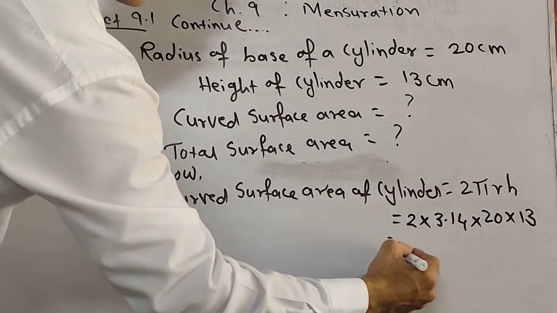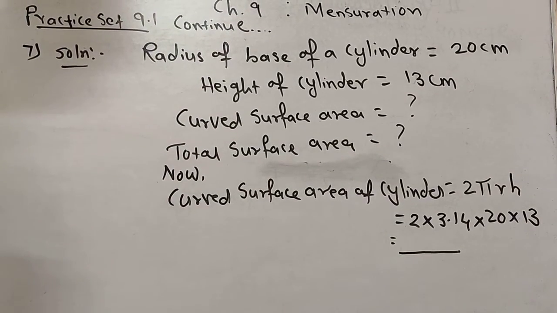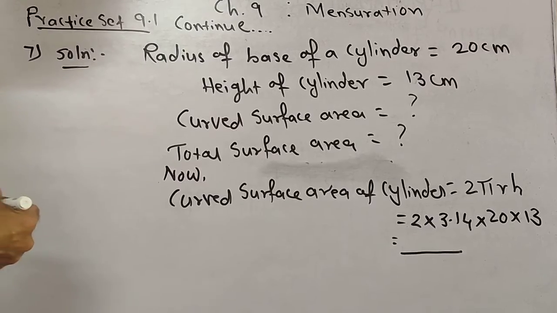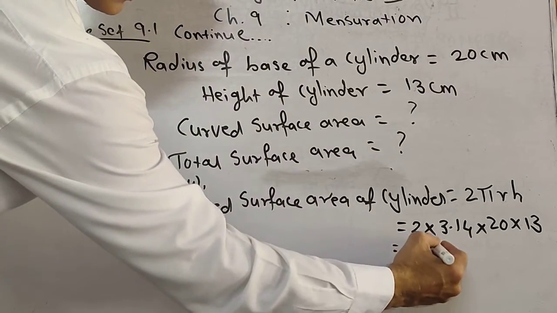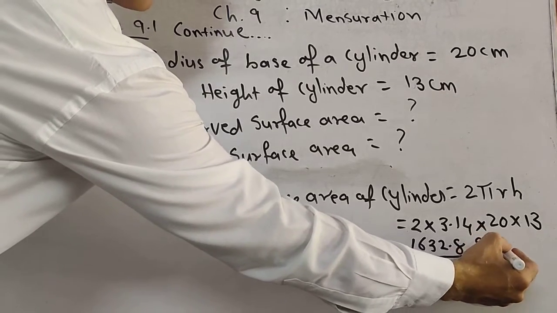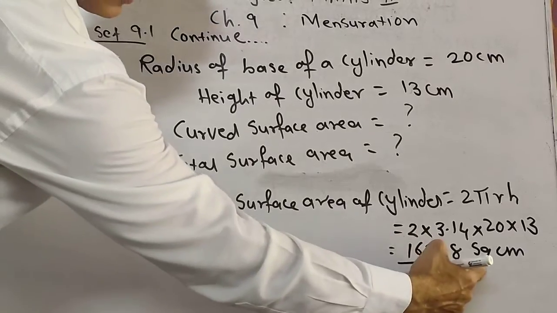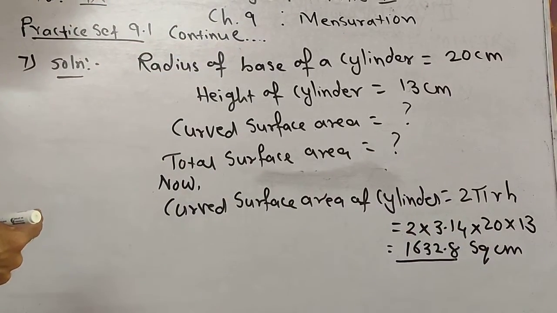So all the numbers you have to multiply. If you multiply the full number, you will get 1632.8 square centimeter, because it is area. Area is always in square centimeter. Is that clear?